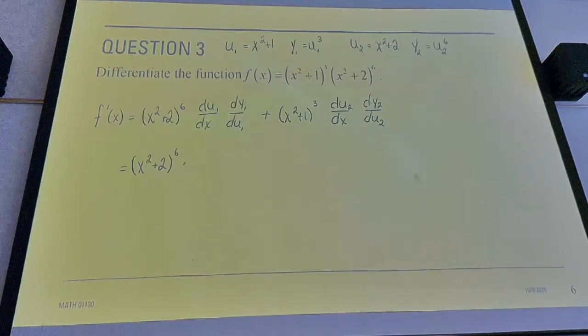du1 dx is 2x. Then dy1 du1 is 3u1 squared. du2 dx also happens to be 2x, which is nice. dy2 du2 is six u2 to the fifth power. Simplify.